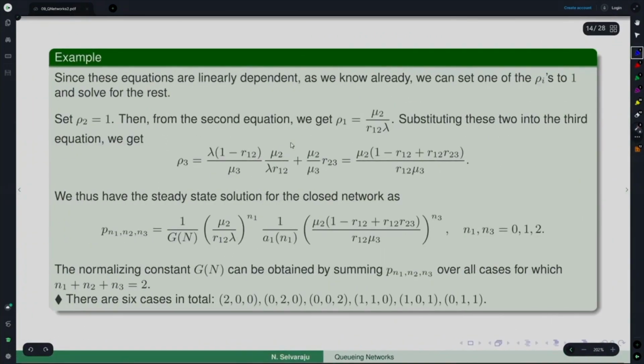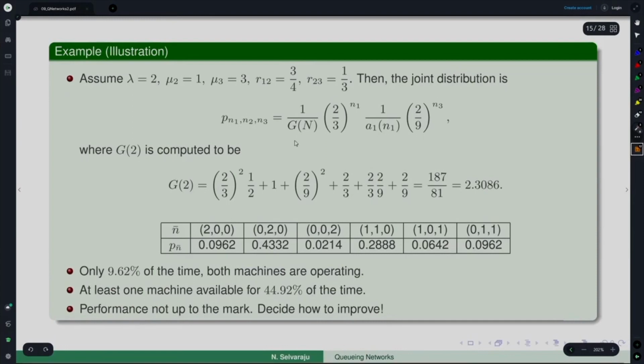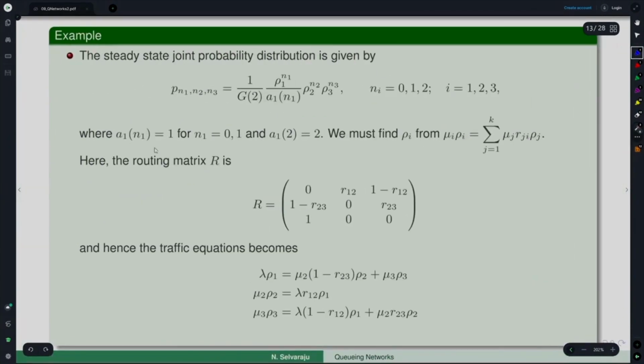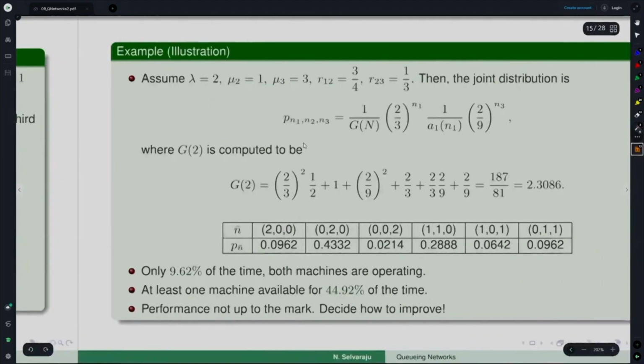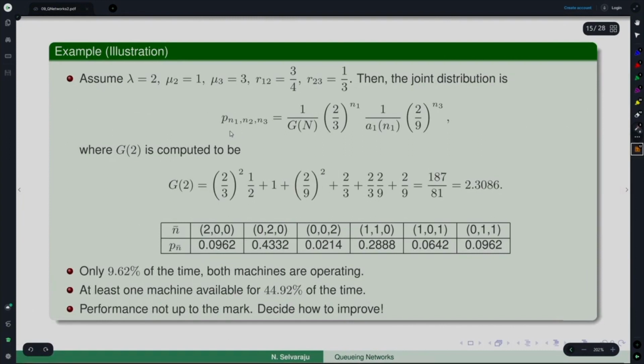Then, since we have already obtained rho 2 equal to 1, rho 1 is this, rho 3 equal to this, which gave you this. Now, if I substitute all these values that I have here, then it boils down to this, where a1 of n1, as we have said here, is 1, that a1 of 0 is 1, a1 of 1 is 1 and a1 of 2 is 2. That is what the 3 quantities that you have depending upon what is the value of n1 here, right. And n2 of course. So, this is what once you get that you will get the thing.